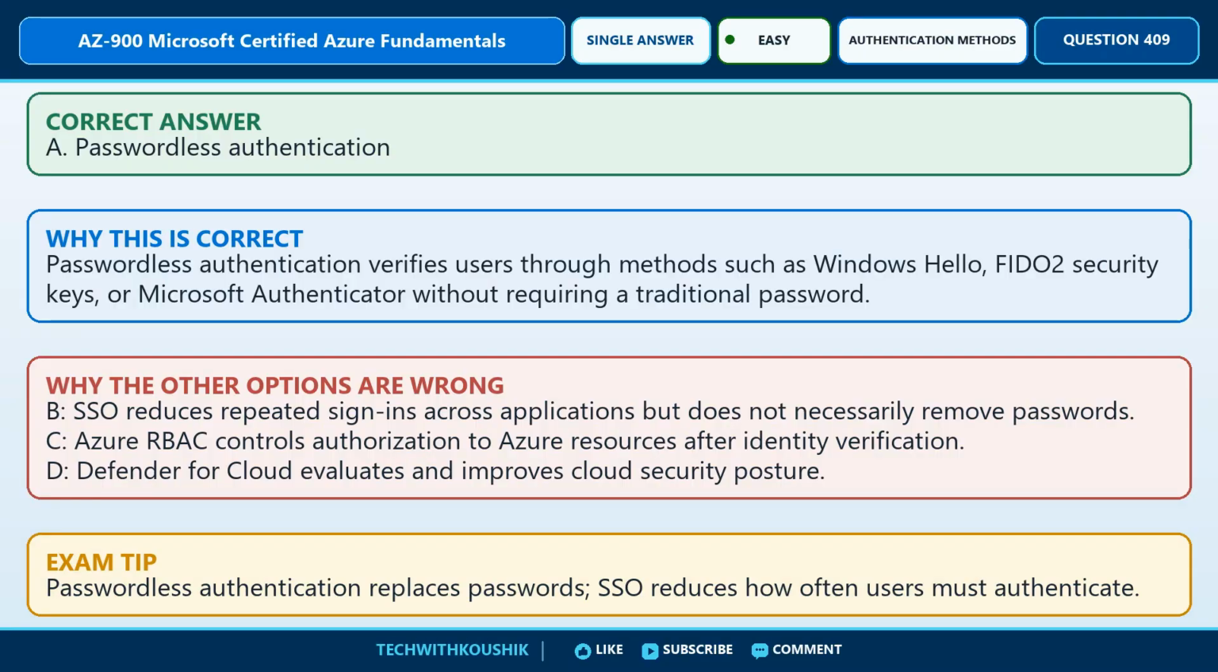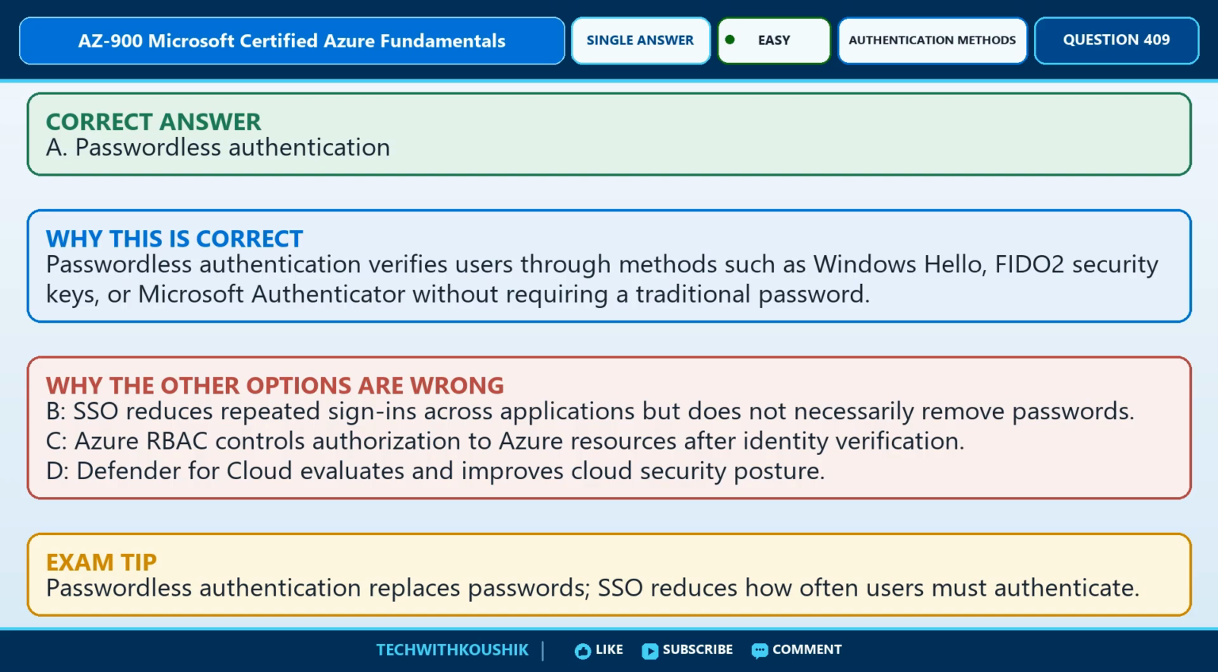In this case, choose option A. Passwordless authentication. Let's look at the reasoning. Passwordless authentication verifies users through methods such as Windows Hello, FIDO2 security keys, or Microsoft Authenticator without requiring a traditional password. Here's why the alternatives are not suitable.